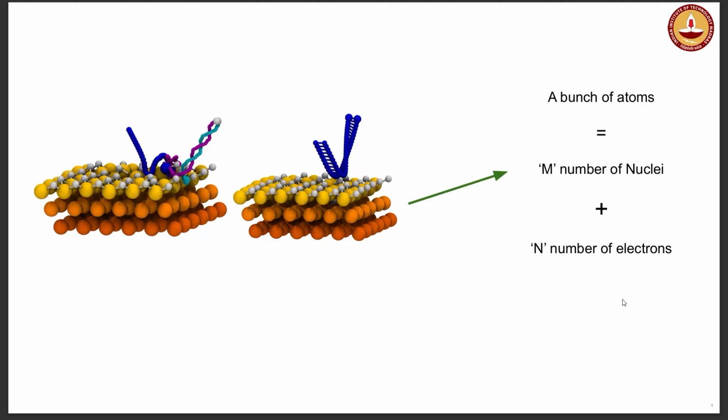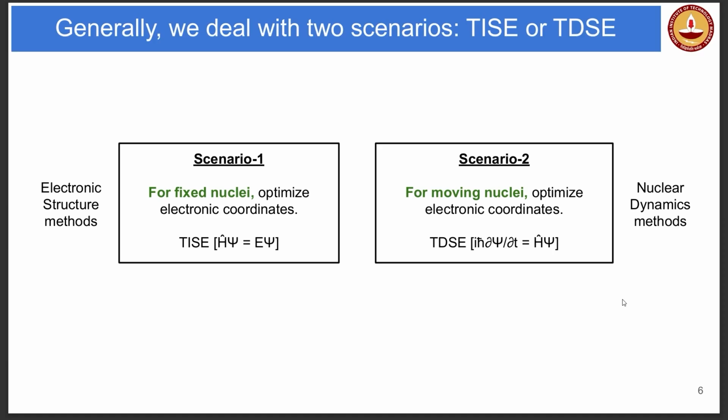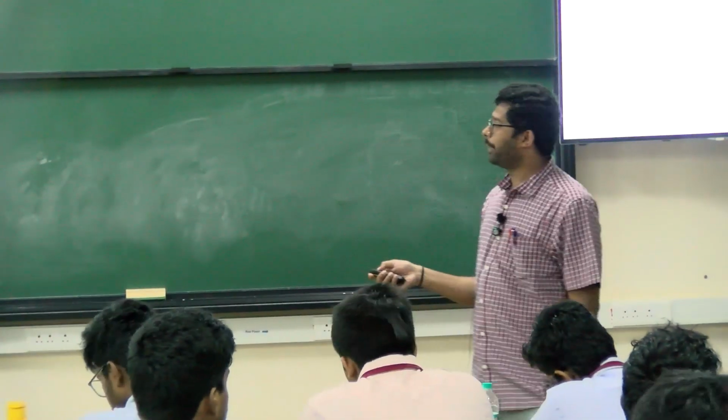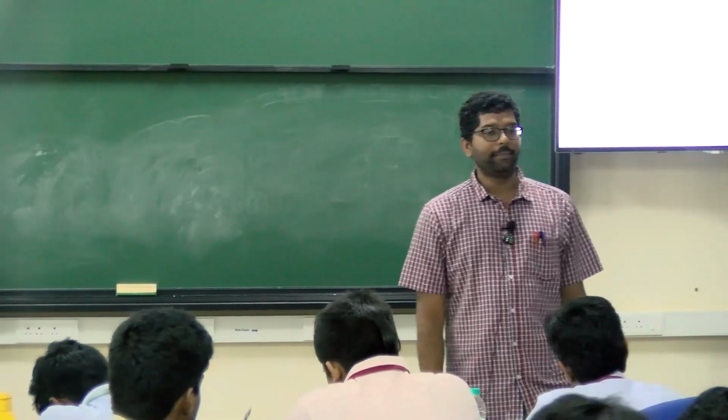What we are trying to do here is, any system that you are considering can be seen as a bunch of atoms. Atoms contain what? Nuclei and electrons. So you can see that there are m number of nuclei and n number of electrons interacting with each other. What kind of interaction between a positive charge and a negative charge? Electrostatic interaction. So in order to solve any system, I can utilize 2 kinds of equations. All of you have already learned these equations. The first one is called the time independent Schrödinger equation. The second one is called the time dependent Schrödinger equation.